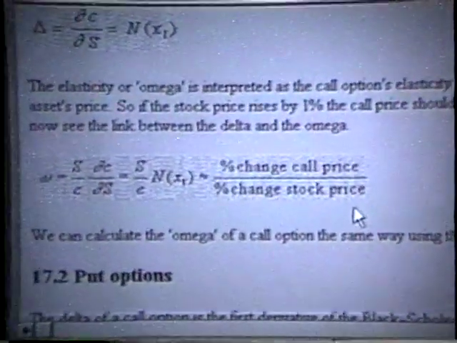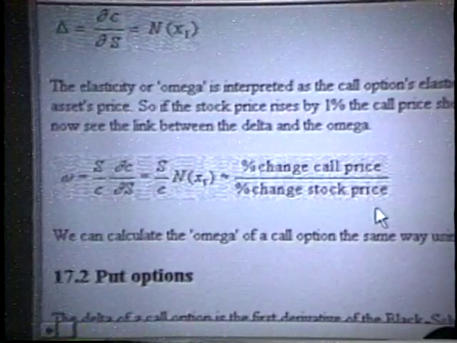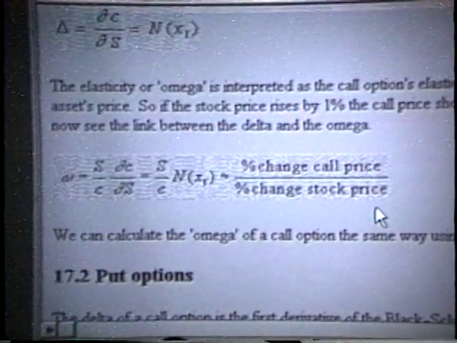So that's the delta, and the elasticity is just a related measure to the delta. It just measures the percentage change in the call price divided by the percentage change in the stock price. So it answers the question for a 1% change in the stock price, what is the percentage change in the option price? And that's table 3. And let me just flash table 3 up.